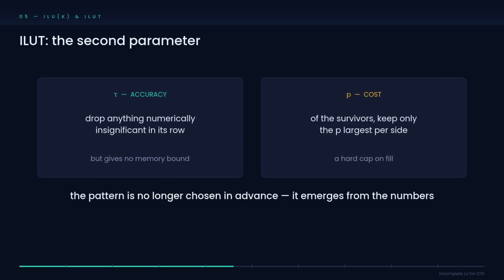But a tolerance alone gives you no guarantee on memory. A nasty row could keep hundreds of entries. So the second parameter, p, is a hard cap. Of everything that survives the tolerance, keep only the p largest entries on each side of the diagonal. Tau buys accuracy, p bounds cost. The pattern is no longer chosen in advance, it emerges from the numbers.